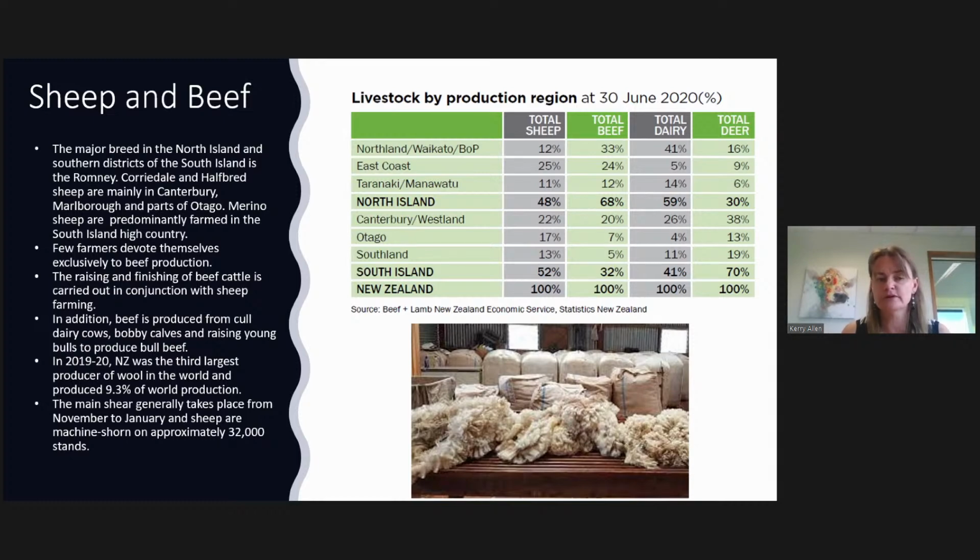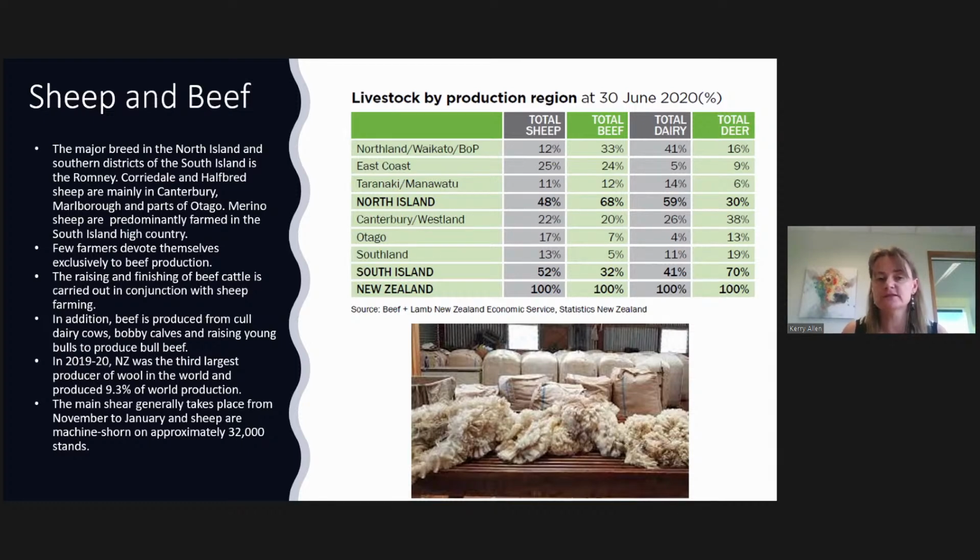Now, the predominant breed in the North Island and southern parts of the South Island is Romney in terms of sheep. So these are what's used the most, and they're used for meat and for wool. So it's a general purpose wool breed. More specific wool breeds are merinos, and those are predominantly farmed in the South Island high country.